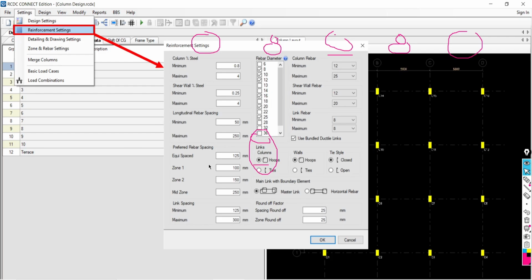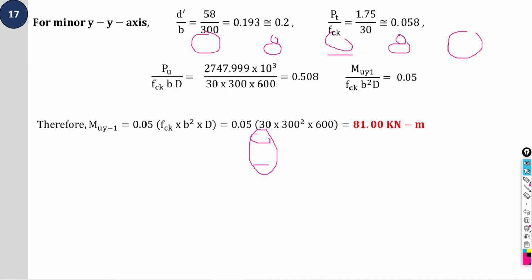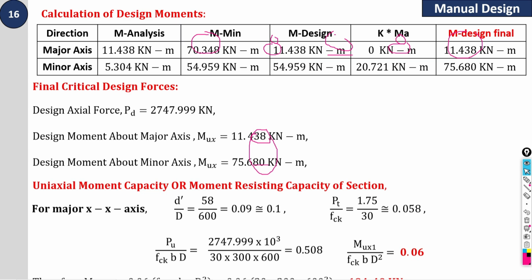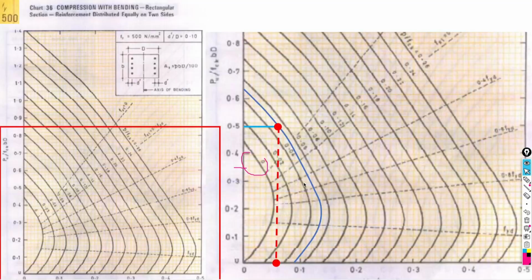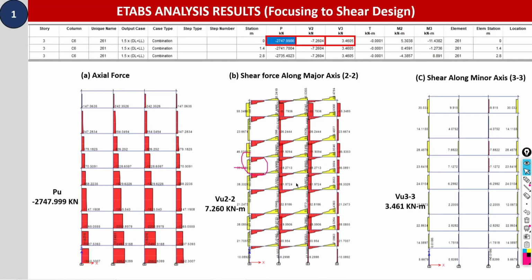Let me show you again. In our manual calculation, the final design moment is 2747, 11.438, 75 something. So just consider the values after the decimal point. So that is exactly matching. Hope you are getting that RCDC is doing the right calculation, not wrong.